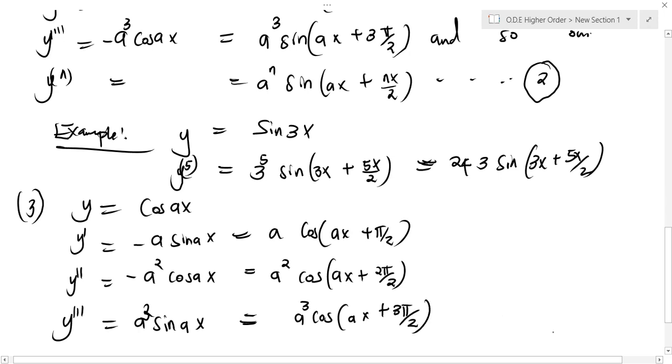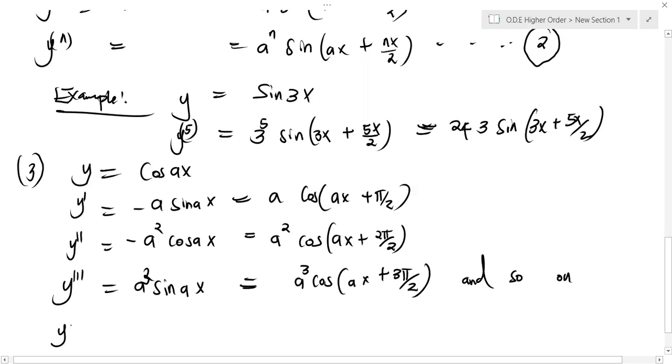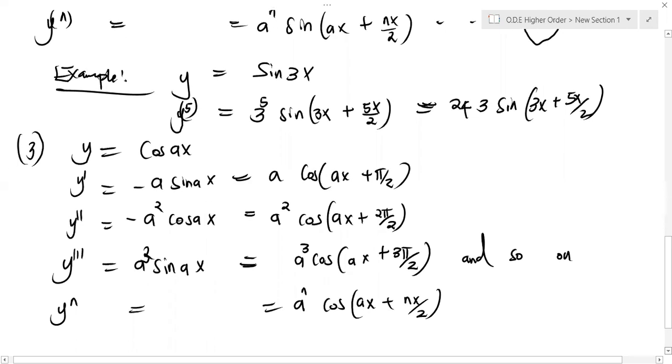So ideally, if you are to have y raised to power n, then we would have y raised to power n being equal to a^n cos of ax plus n pi over 2. So taking up an example, then we should be able to evaluate.